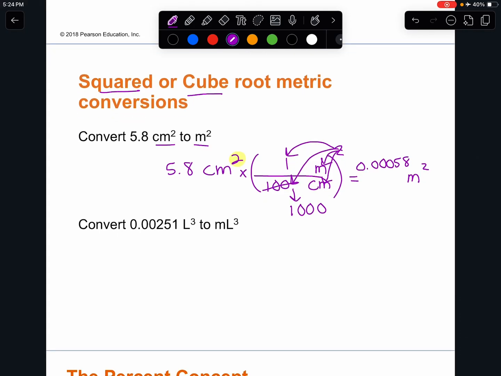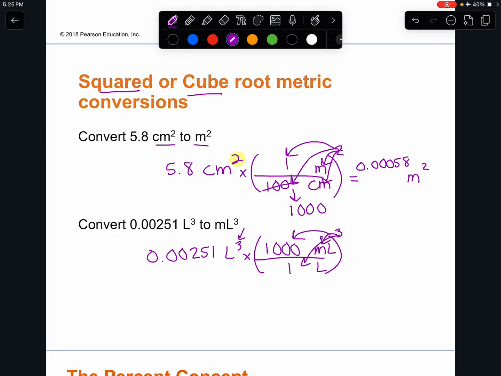So you cannot just go from one to the other. You need to take into account that square or cube root. So I'm going to go ahead and do one more example here. So we're starting with 0.0251 liters cubed. So I'm going to go ahead and do a liters to milliliters. There's 1,000 milliliters in 1 liter. But to cancel out this 3 here, we need to cube root everything.